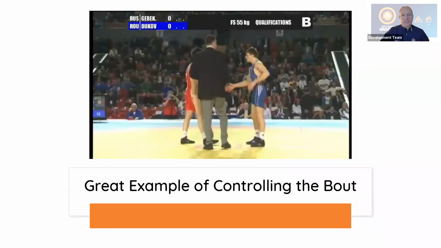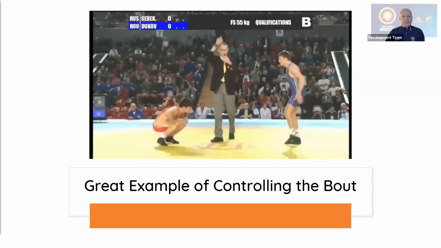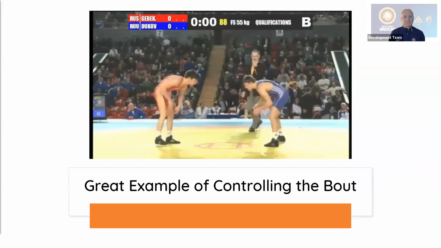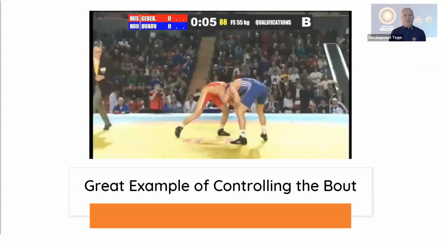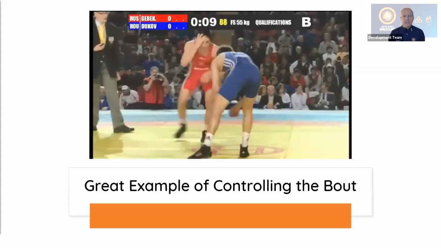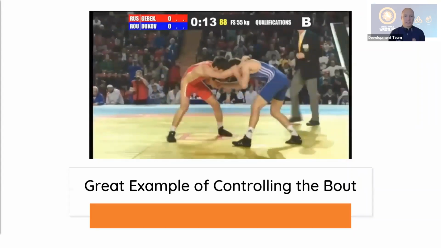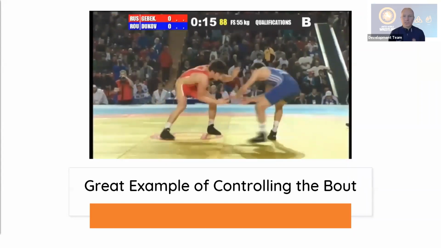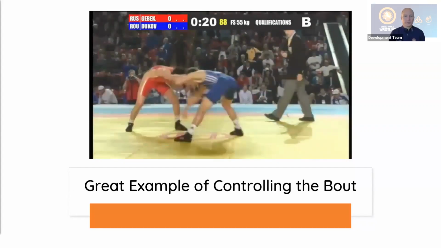This is the start of a match here in freestyle. So he's getting started with the match. And again, it doesn't matter what year of wrestling it is. I certainly have examples that are from more recent matches, but this is just a great example and one that I show almost at every referee course that I do in terms of controlling the bout.